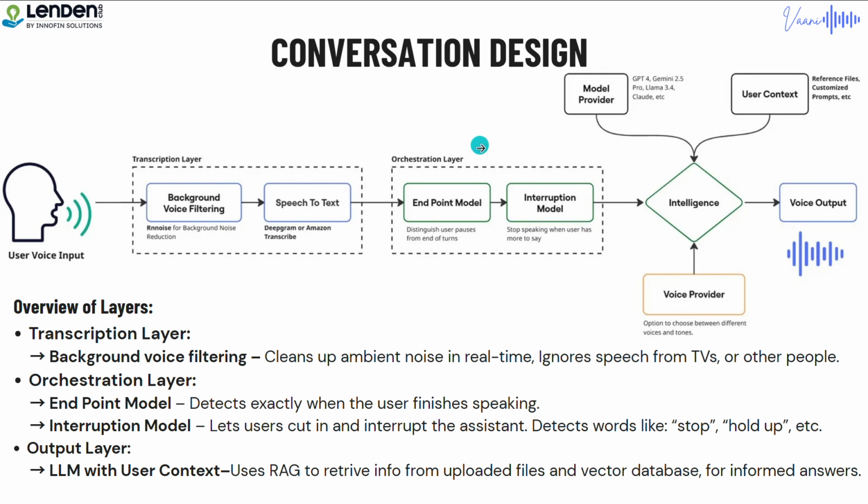Then we have the orchestration layer. So there would be three models here. I have currently put two. First should be the endpoint model. It will distinguish when the user finishes speaking and the general pauses between normal speech. Then it is the interruption model. So it detects words like stop, hold up, please repeat, etc. And then there would be an emotional detection model that will help us identify the emotion behind the user's tones.